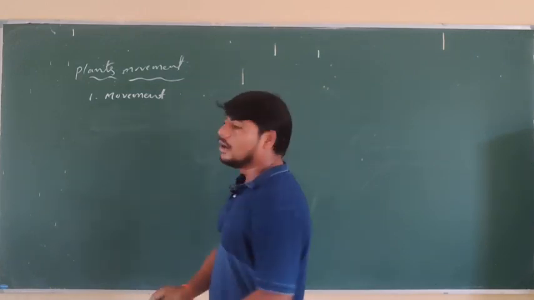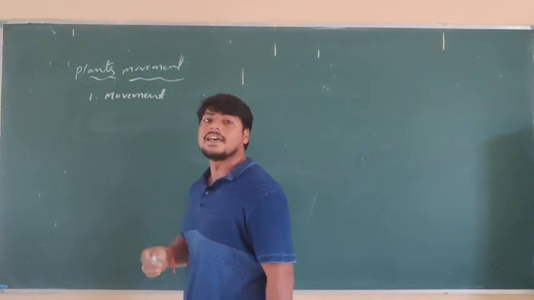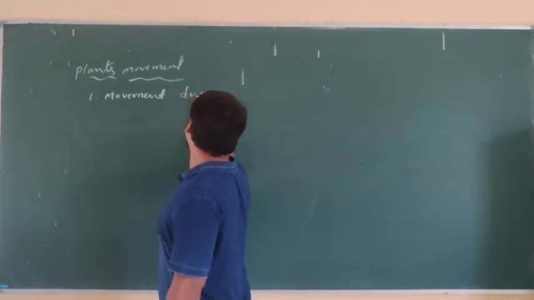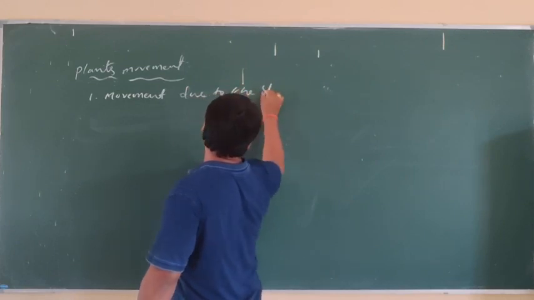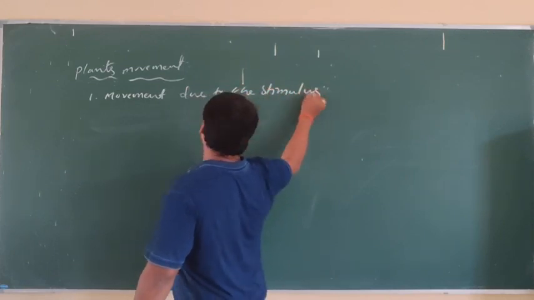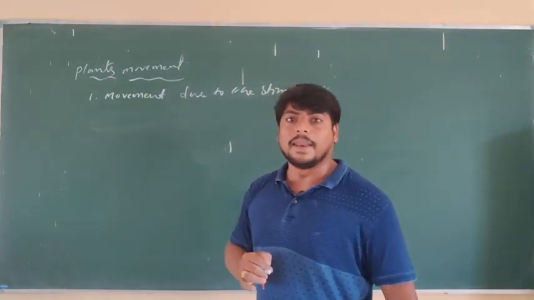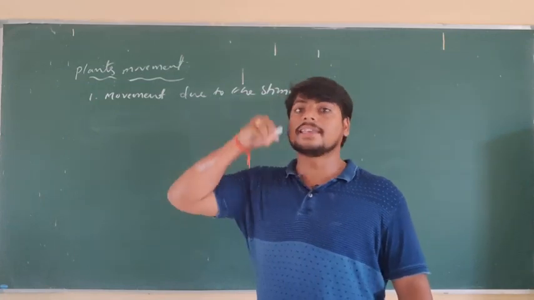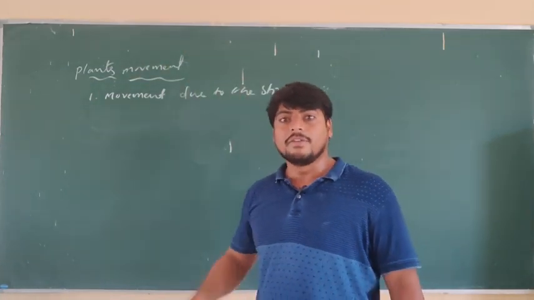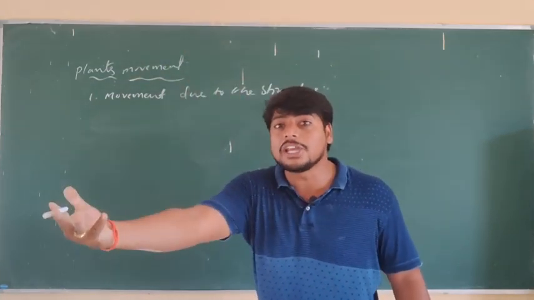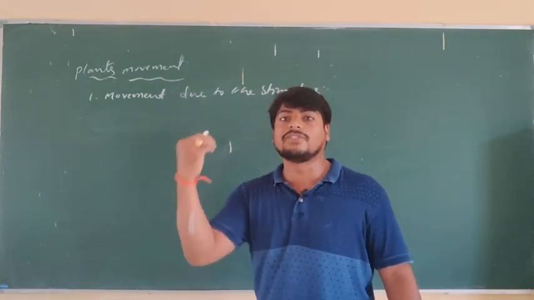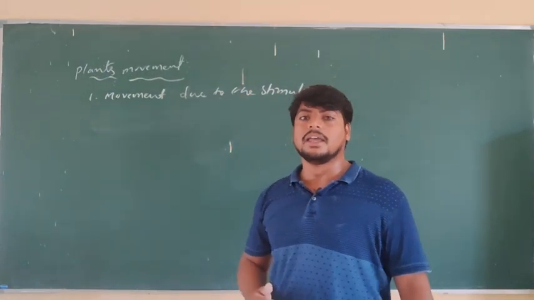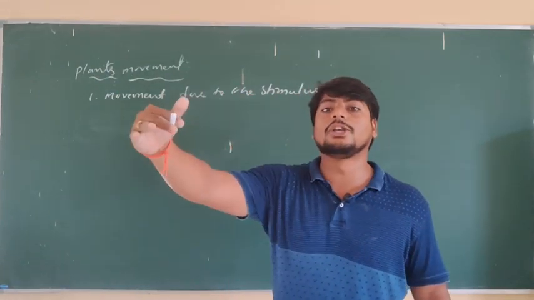Movement due to the growth. So growth causes movement towards the stimulus. So what is happening here? The growth of the plant is one of the movements that is caused towards the stimulus. From which side? That is, from which direction the stimulus is acting on the plant. Towards that direction, the plant is showing the response, and it is growing towards it.